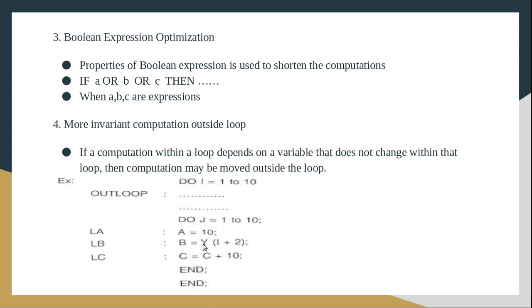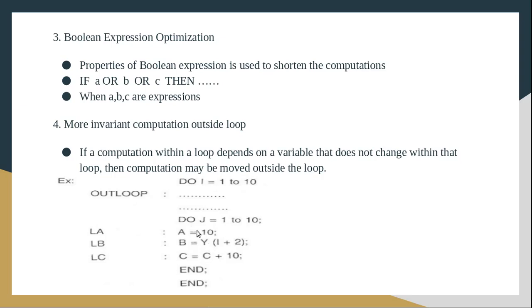LB is B equal to Y into I plus 2. LC is C equal to C plus 10. Okay, so it is very clear that the LA statement, that is A equal to 10, is always the same throughout the inner loop and outer loop.